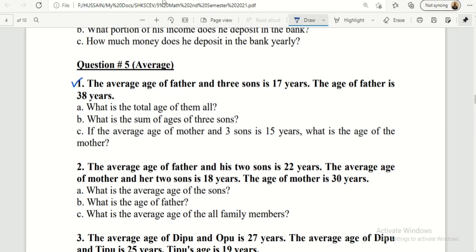At first let's see question number 1. Question number 1 asks, the average age of father and 3 sons is 17 years. The age of father is 38 years. Question A asks, what is the total age of them all? Question B asks, what is the sum of the ages of 3 sons? And question C asks, if the average age of mother and 3 sons is 15 years, what is the age of the mother?